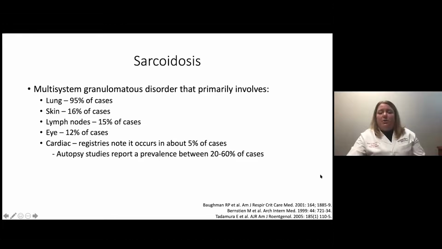Now to talk about sarcoidosis. So we're going to spend a little bit more time on sarcoidosis. This is a multi-system granulomatous disorder that usually involves the lungs. So it's primarily cared for by pulmonologists because almost 100% of cases will have pulmonary involvement.